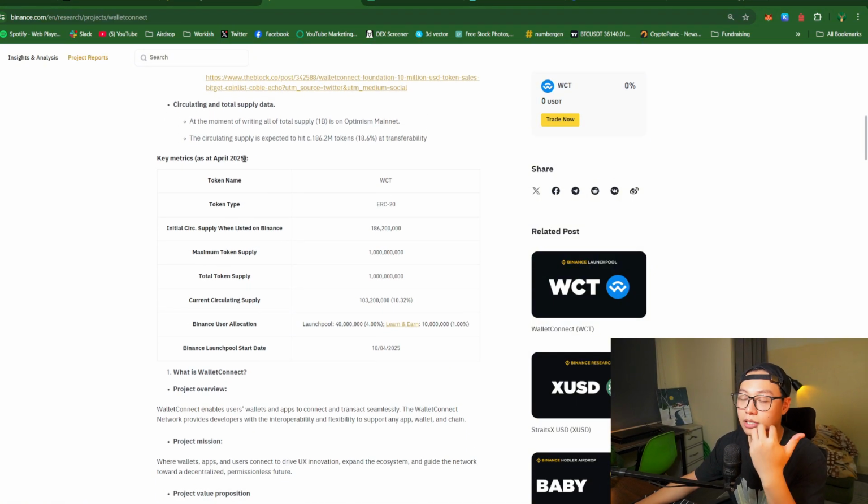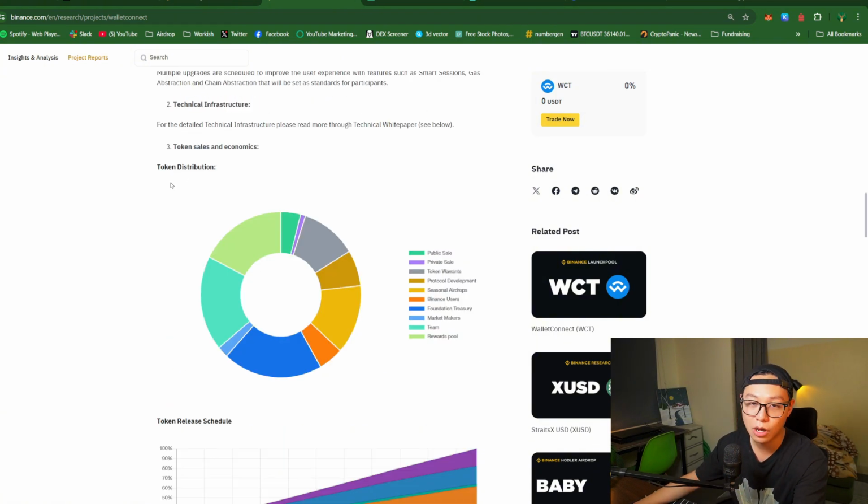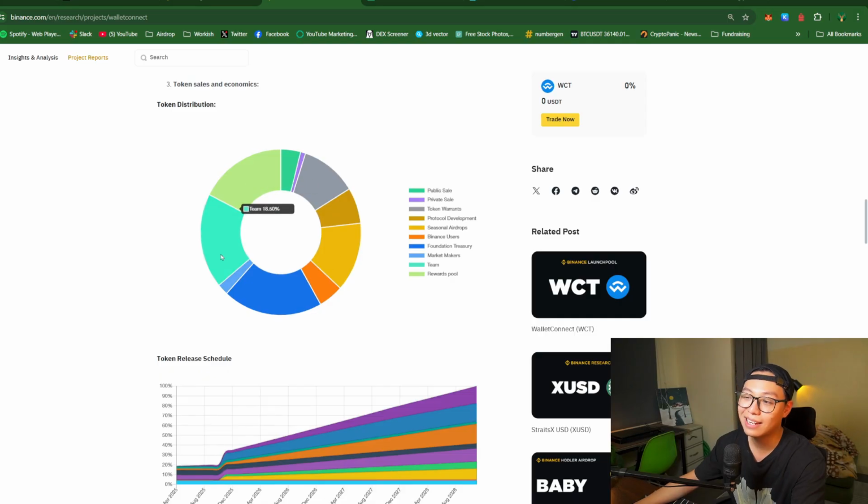The circulating and total supply data. Look at that. At the moment of writing, all of the total supply of 1 billion is on Optimism Mainnet. Interesting choice. The circulating supply is expected to hit 186.2 million, about 18.6% at transferability. Okay, so about 18.6% at TGE to be unlocked. This is the token distribution, by the way, and it is probably one of the most sophisticated token distributions that I've seen because they do have a lot of categories, right?